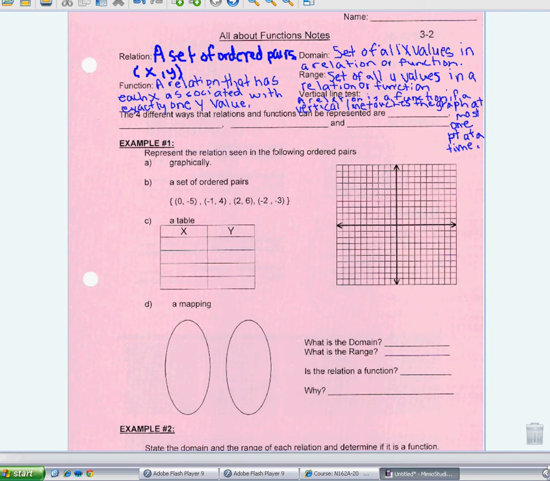Okay, so there are four different ways that relations can be represented. They can be represented in a graph. They can be represented as ordered pairs. They can be represented as a mapping. And they can be represented in a table.